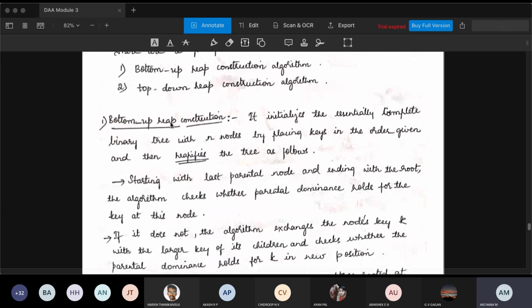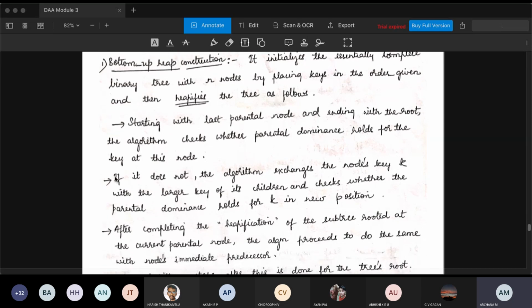Now first we will consider bottom up heap construction. What is this bottom up heap construction? Look here, these are the important rules to note down for constructing a tree. What are those two? It initializes the essentially complete binary tree with n nodes by placing keys in the order given, and then heapifies the tree. These are the two important things we have to do. That is, we have to place the keys in order, level wise, and after placing the numbers, we have to heapify the tree.